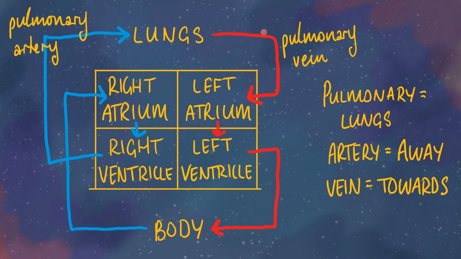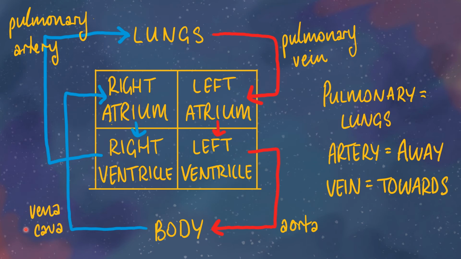So here, the pulmonary vein is going towards the heart. Therefore, pulmonary equals lungs, vein equals towards. It is the pulmonary vein. Okay, this one down here has a fancy name. It is an aorta. Okay, that is the name of the artery that takes blood to the body.